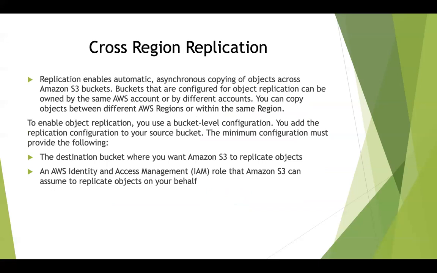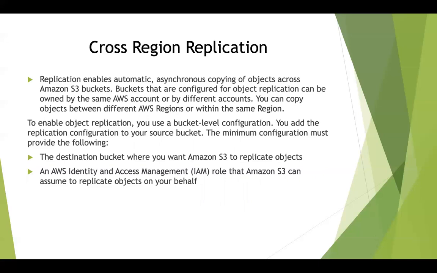So we will look at the second configuration, which is called cross-region replication, when it comes to management of S3 objects. Okay, so replication enables automatic asynchronous copying of your objects across S3 buckets. We have a source S3 bucket and a destination S3 bucket, and we will configure replication. These buckets are configured for object replication. On the bucket level, you have to do that configuration, and they can be owned by the same AWS account or by different AWS accounts.